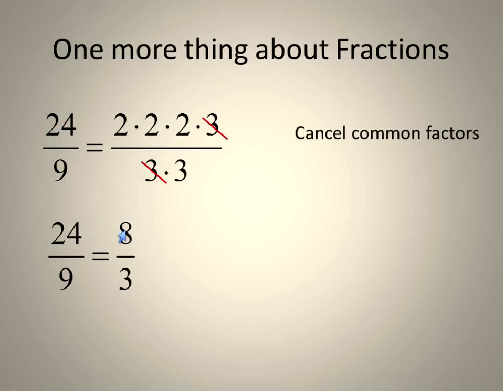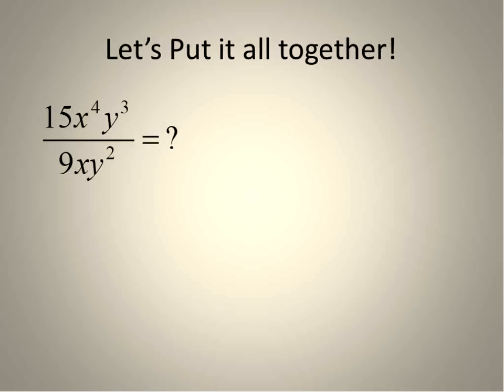If you look at this and go, it has a factor of 3, 24 divided by 3 is 8, 9 divided by 3 is 3. That's fine. But what you want to do is reduce fractions down to lowest terms as well. So if you have a coefficient of 24 and a coefficient of 9, you can reduce that down to being 8 over 3.